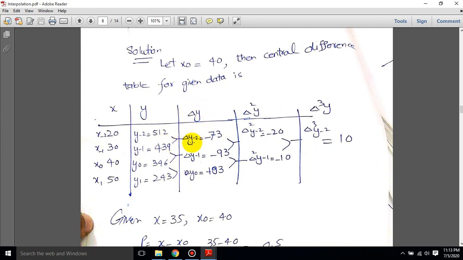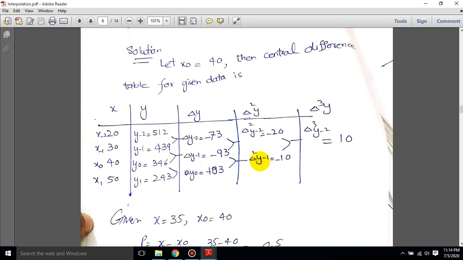The first one, del y minus 2, will be equal to 439 minus 512, that will be equal to minus 73. Del y minus 1 will be equal to 346 minus 439, that will be equal to minus 93. And del y0 will be equal to 243 minus 346, that will be equal to minus 103. And del square y will be equal to minus 93 minus minus 73, that will be equal to minus 20 here, because minus 93 is greater in size.